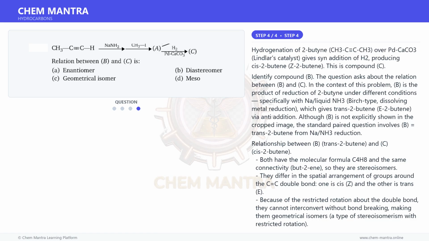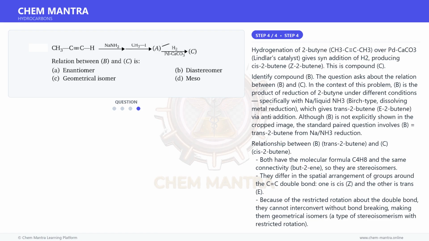They are also diastereomers, stereoisomers that are not mirror images of each other. Geometrical isomers, cis-trans about a double bond, are a subset of diastereomers. Therefore, B and C are simultaneously geometrical isomers, option C, and diastereomers, option B, since geometrical isomers are a specific type of diastereomers. Why not A, enantiomers?